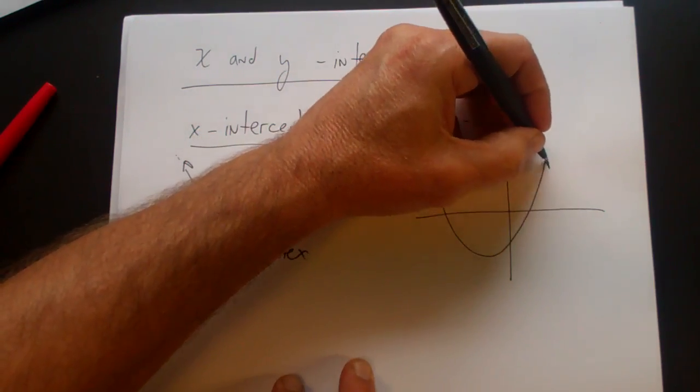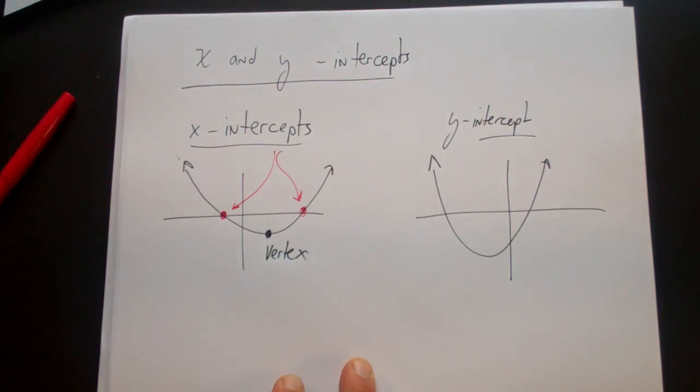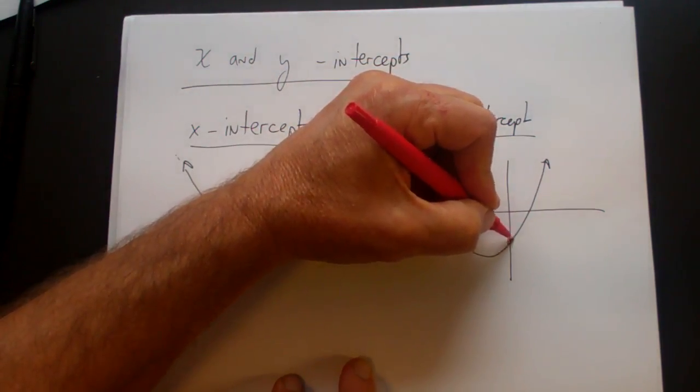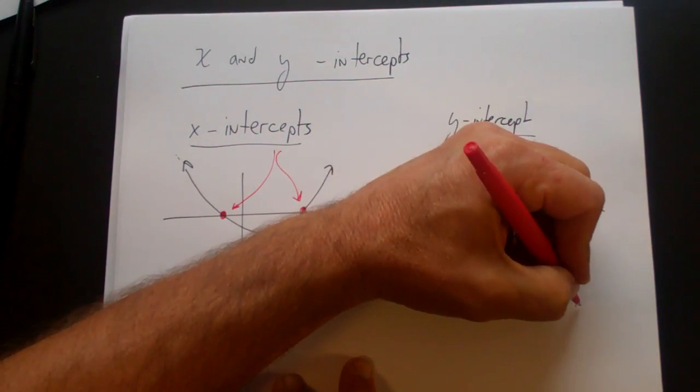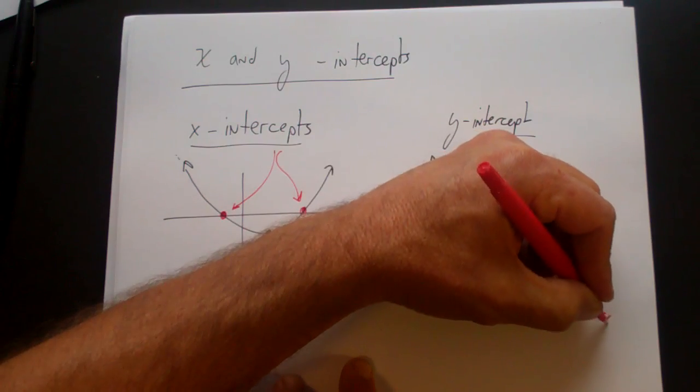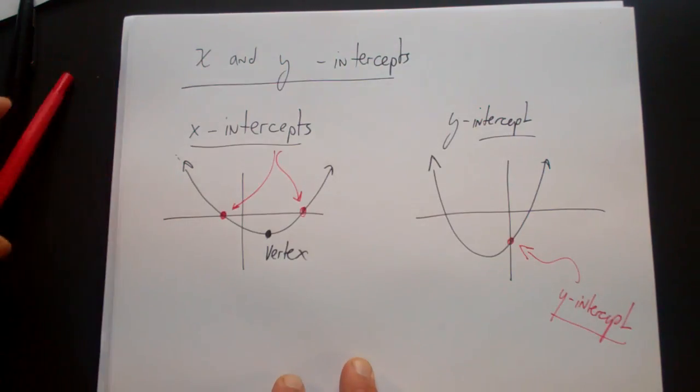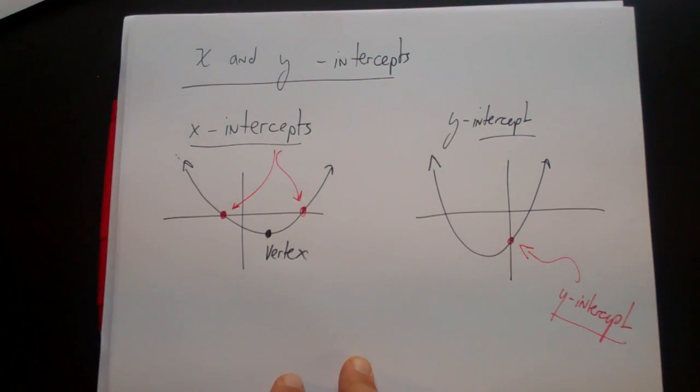So imagine a parabola that looks like this, and this is going to be the y-intercept right here. And there's algebraic ways to solve for the x and y-intercepts that we'll do in a later video. So this is the first video in an introduction to graphing quadratic functions, and the following videos will step through various problems.